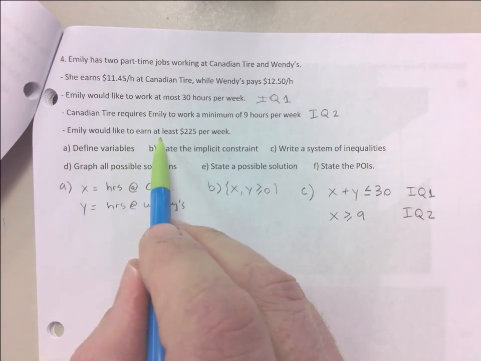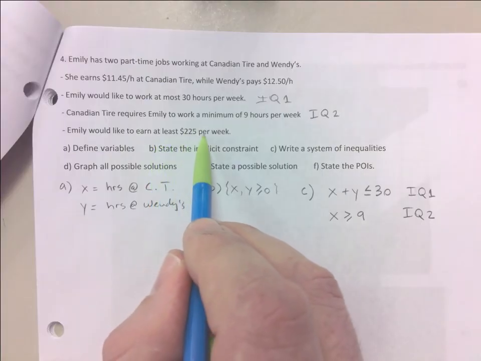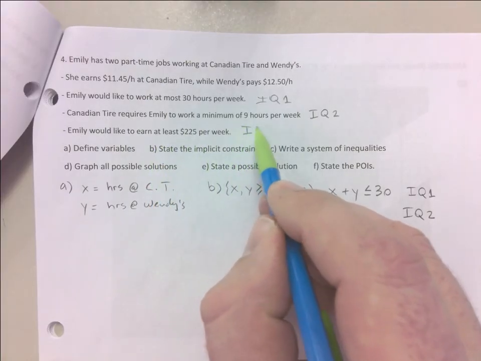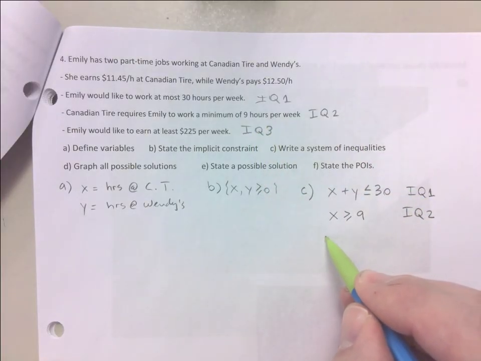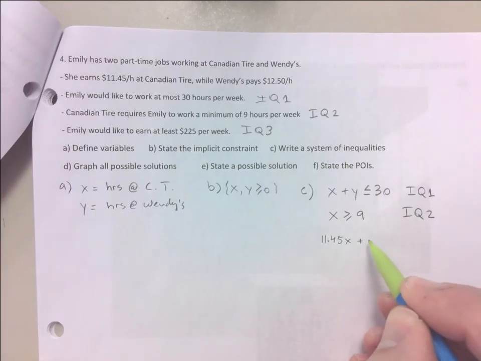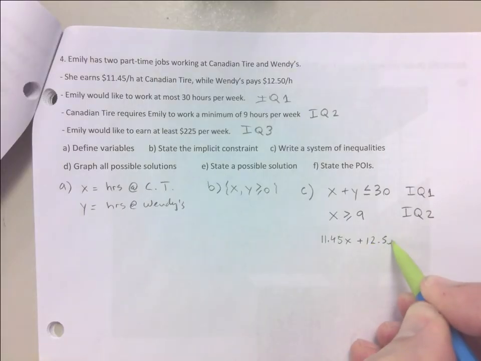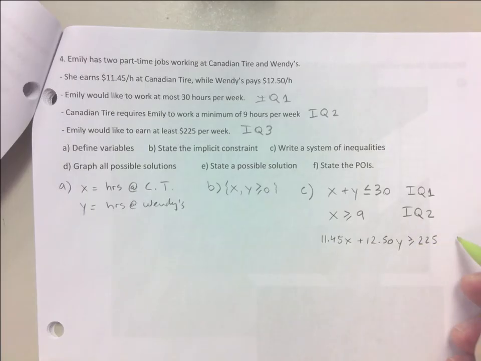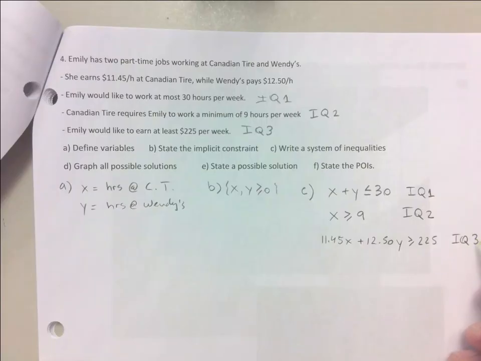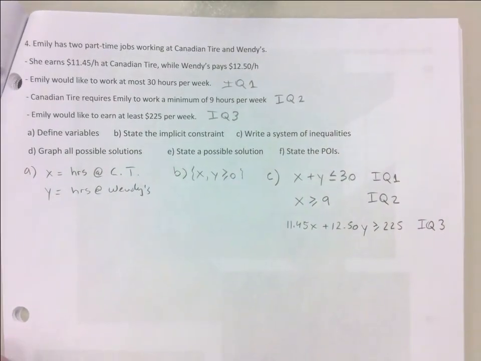Emily would like to earn at least $225 per week. That is inequality number 3. So we would go 11.45 X plus 12.50 Y. That has to be greater than or equal to 225. That's inequality number 3.